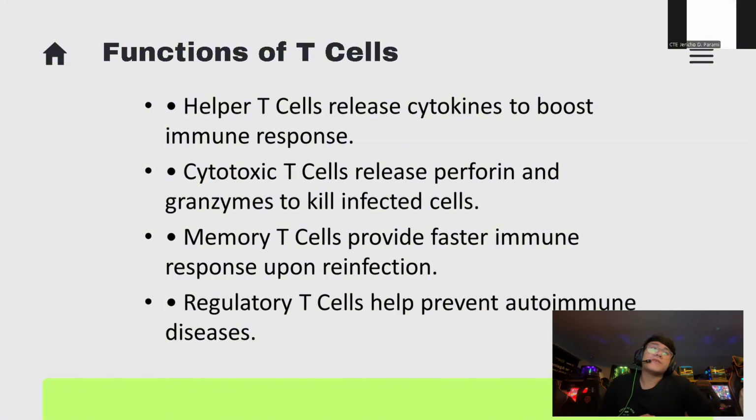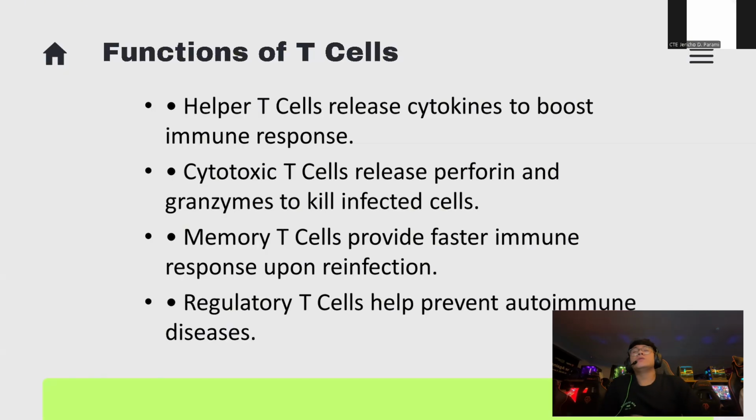Now, the last one is regulatory T cells. Regulatory T cells help prevent autoimmune diseases. These cells play a crucial role in maintaining immune homeostasis by suppressing excessive immune responses and preventing autoimmunity.